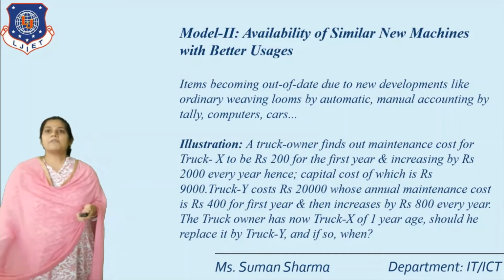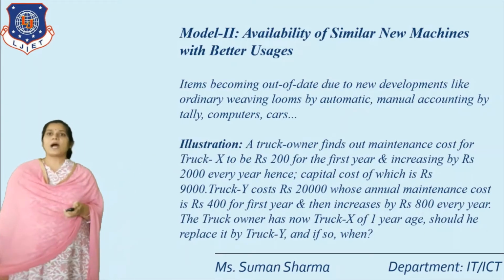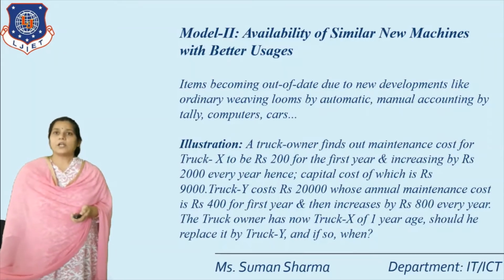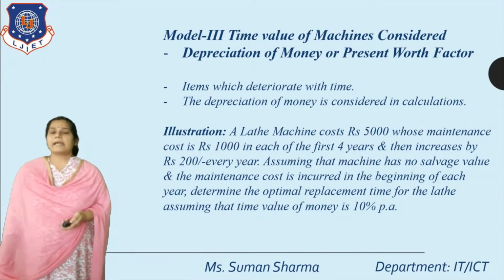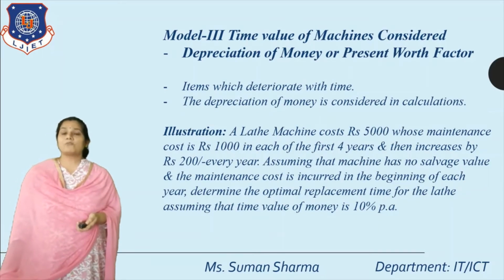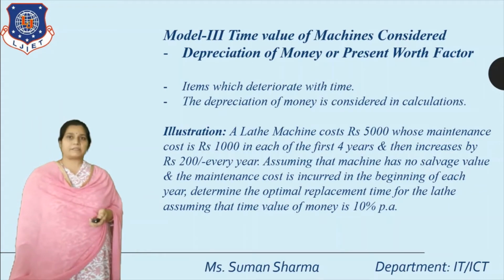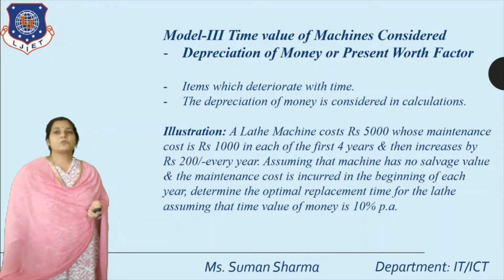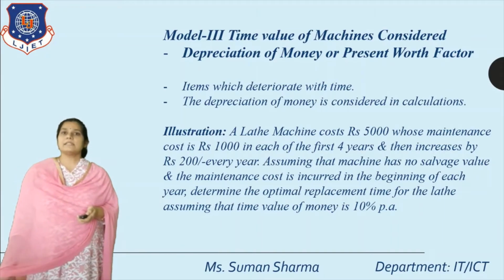So, this is the example of the aging of machine. Model 2 is availability of similar new machines with a better usage. Items become out of date due to new developments, like ordinary looms replaced by automatic, manual accounting by tele or computers, cards, etc. Our next model is time value of money, considering depreciation of money or present worth factor. In this model, we have 2 points: items which deteriorate with time, and the depreciation of machine is considered in calculation.